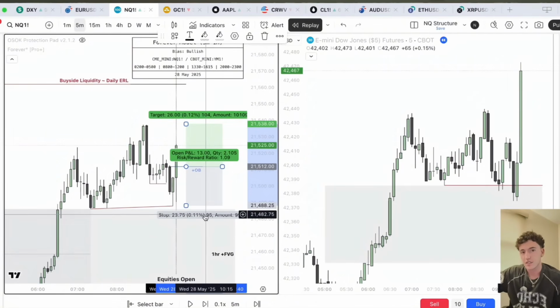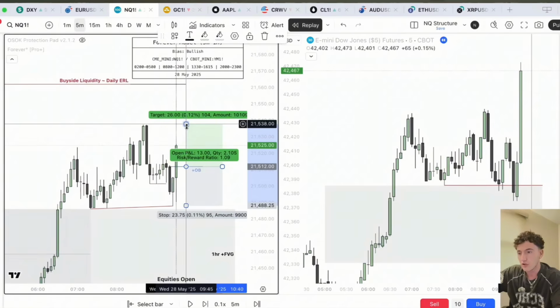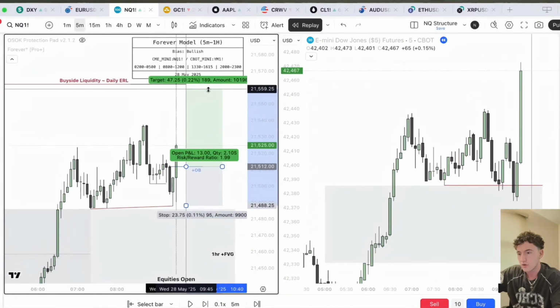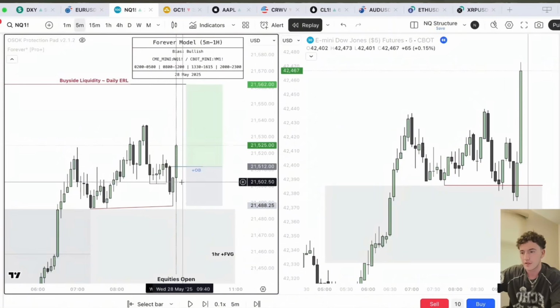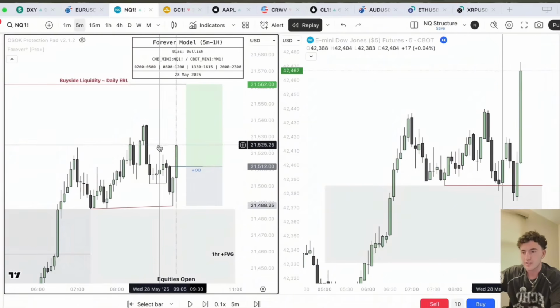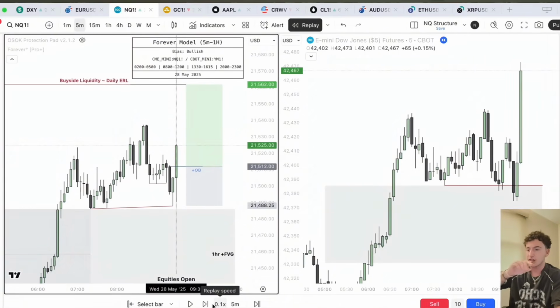that SMT placed at the hourly gap failure to tag, and I'm looking to target a 1 to 2 risk to reward, or basically 1 to 2.11, with the relative equal highs being that draw. Now watch exactly what happens when price gets to this next candle that tags us in.